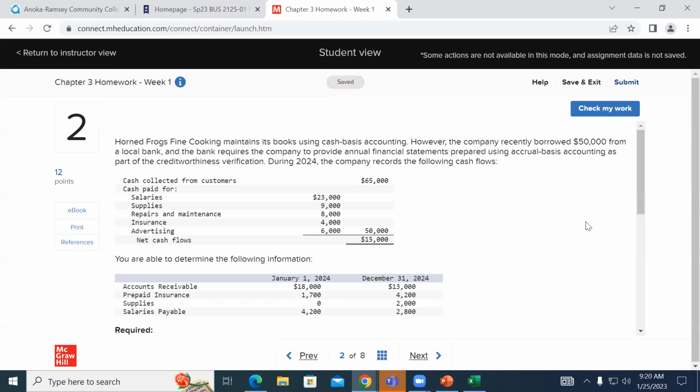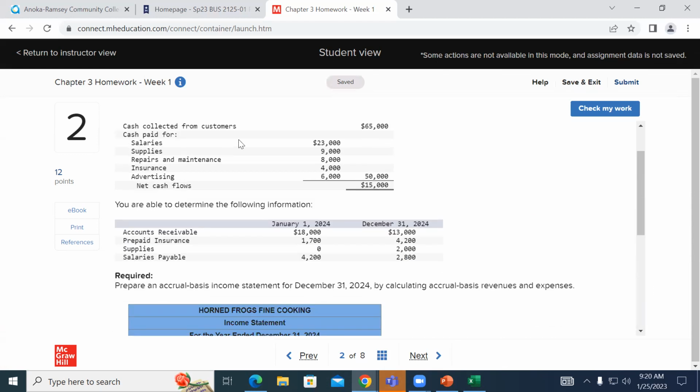Corn Frogs Cooking maintains its books using the cash basis of accounting, but because they borrowed money, the local bank requires the company to provide annual financial statements prepared using the accrual basis of accounting as part of the creditworthiness verification. So they're showing us the cash that was paid for salaries, supplies, repairs, insurance, and advertising. So if they paid for those, then we know under the cash basis, they're recording them all as an expense. And then it tells us you're able to determine the following amounts.